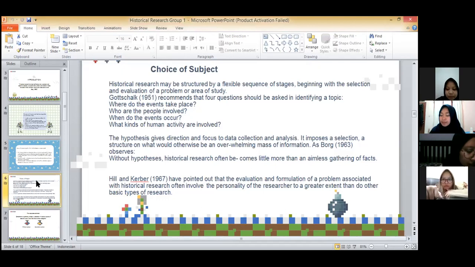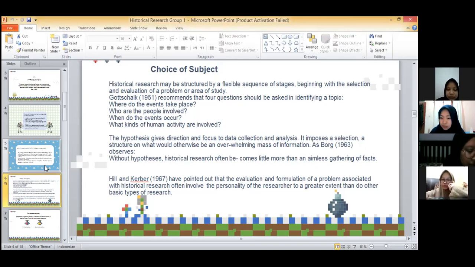And then about selecting a topic. The choice of a problem can sometimes be a daunting business for potential researchers. And about identifying a topic, the first is where do the events take place. The geographical area involved can be increased or decreased.